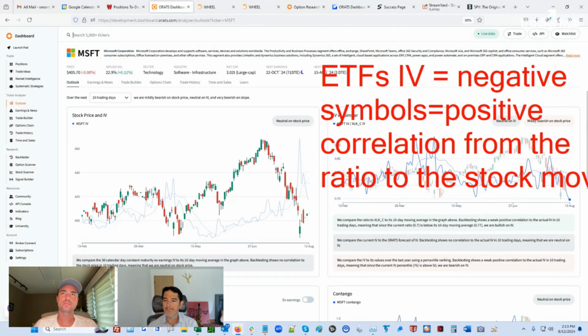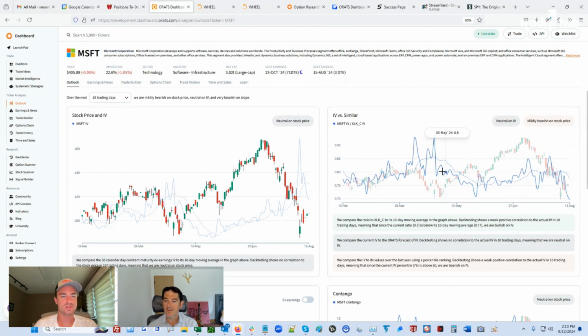Yeah. I think it is important to look at each individual symbol to see the strength of the correlation, which we measure here in the Outlook tab. We give some explanations of it. Actually, the ratio to the best ETF is just one of the things we look at. We also look at versus our forecast of IV, as well as our percentile ranking of IV throughout history.